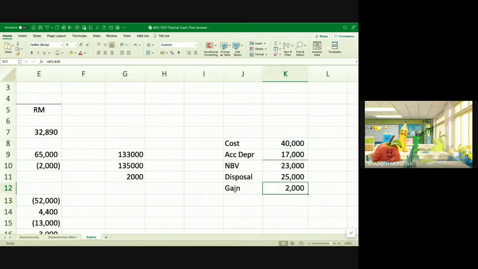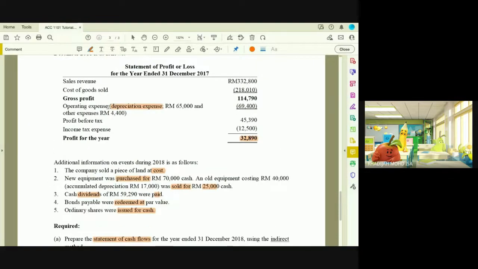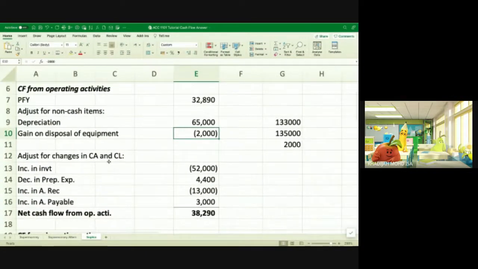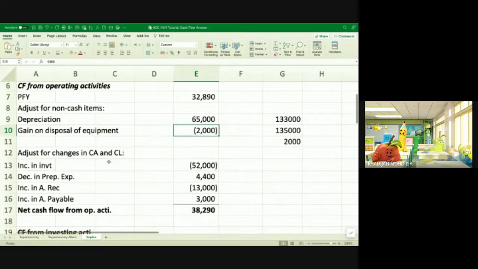When you have a gain, remember that a gain is an income. Where is this reflected? Actually, it is reflected in the operating expenses here, which include the gain on disposal. So when there's a gain, you have added it in arriving at your profit for the year. You want to adjust for the non-cash item, so when there's a gain, you minus. But if you have a loss on disposal, you add back. Is that clear?